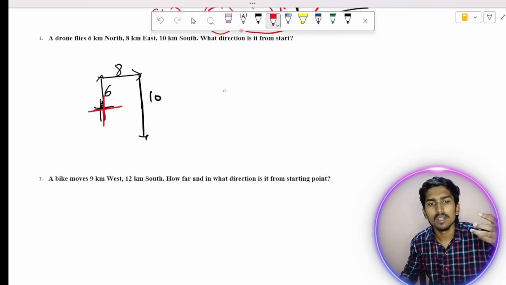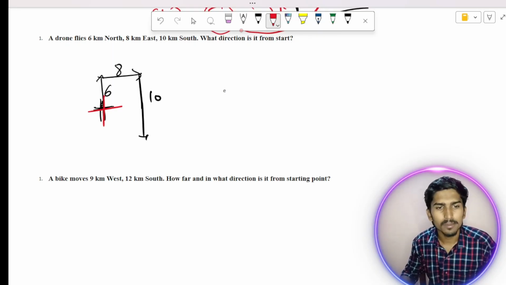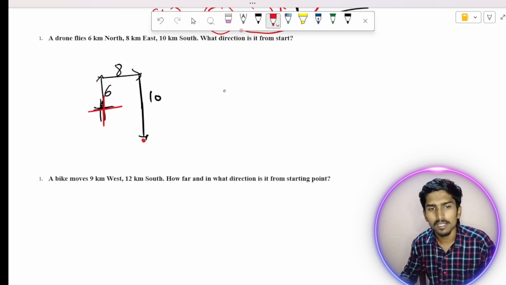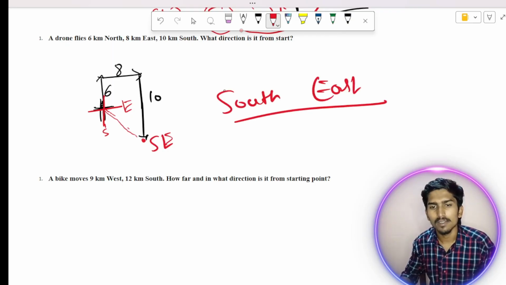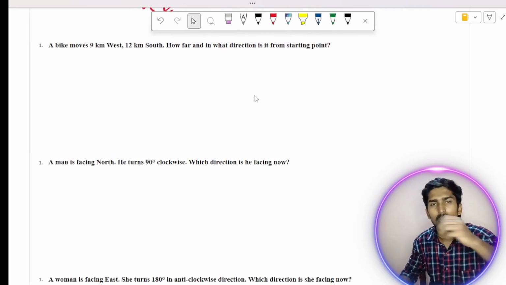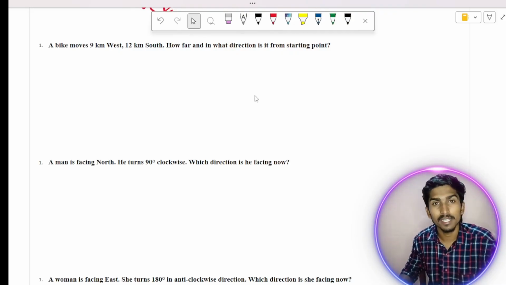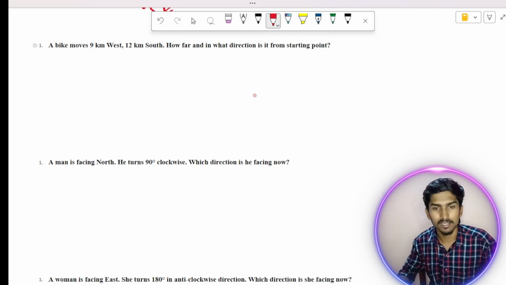So that you can solve the question easily, you will get an idea of which direction the ending point is in. What direction is it from the start? This ending point, what direction is it from the starting point? If this is east, this is south. It is between south and east. The answer is southeast. Very simple. Let's go to the next question. The main thing in direction questions is making diagrams. If you are good at drawing diagrams with the given data, you can easily solve the question, no matter how difficult it is.